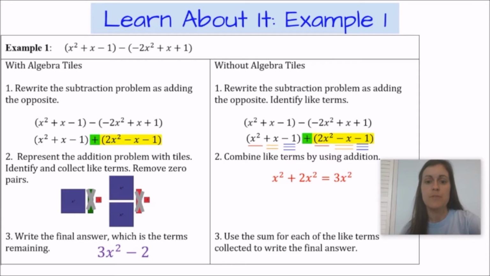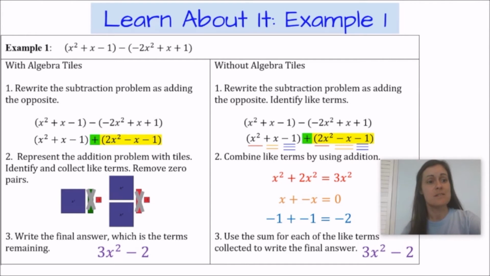So I'll start with the red single underline. I have x squared plus 2x squared, which is 3x squared. Then my double orange underline, I have x plus negative x, which is 0. And if you think back to the algebra tile example, that was our zero pair that we removed. And I also have negative 1 plus negative 1, which is negative 2. And to write my final answer, I will take the sum of each of the like terms that were collected, and I'm left with 3x squared minus 2.